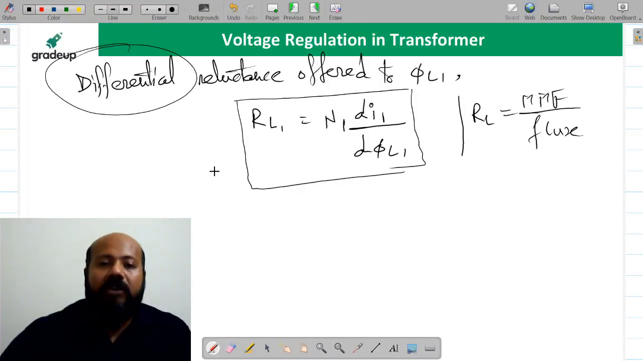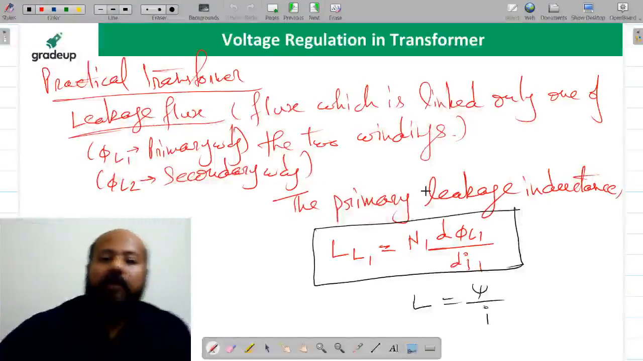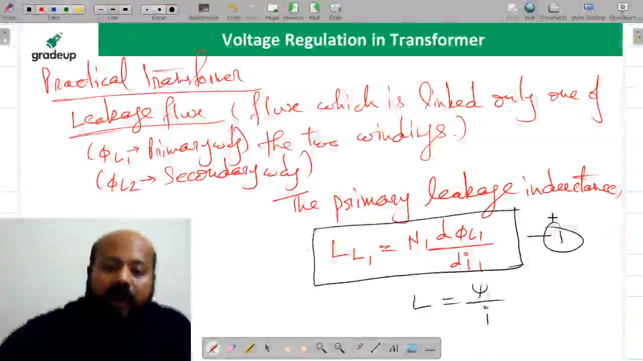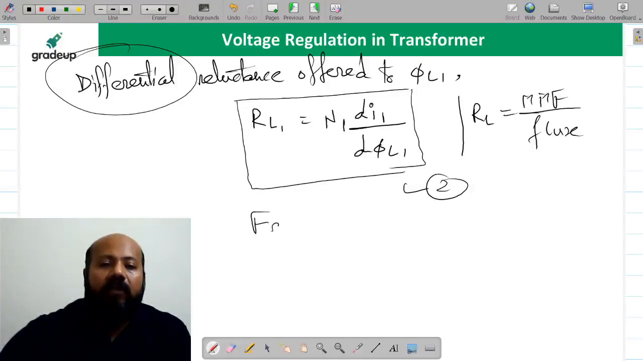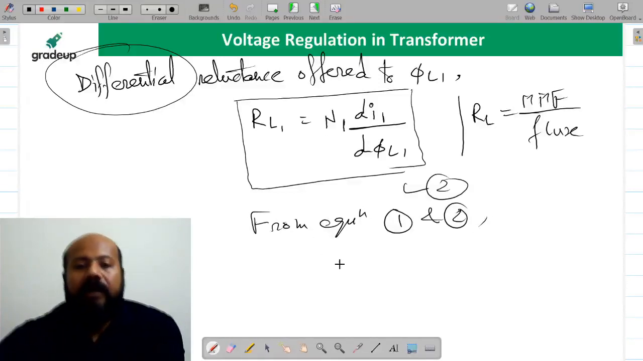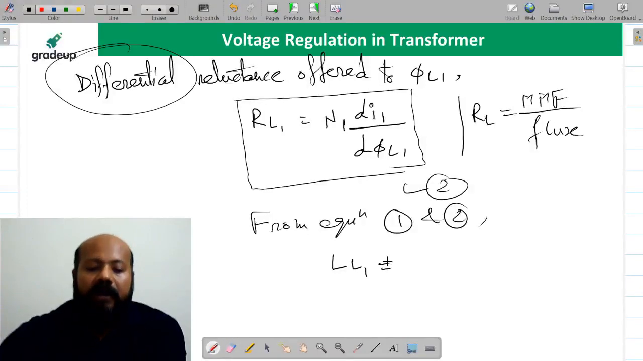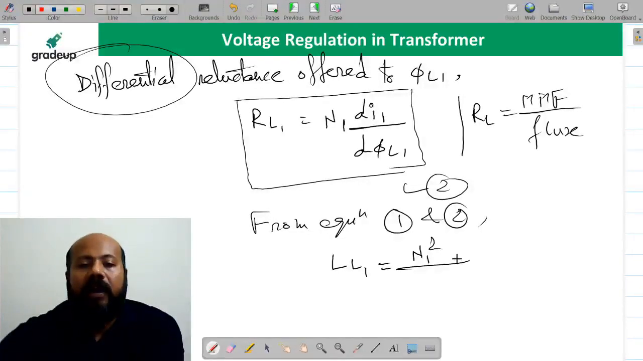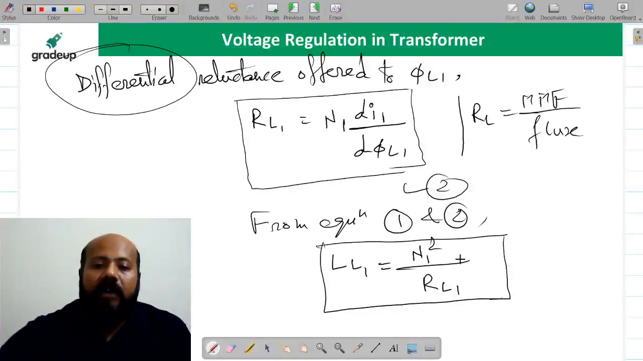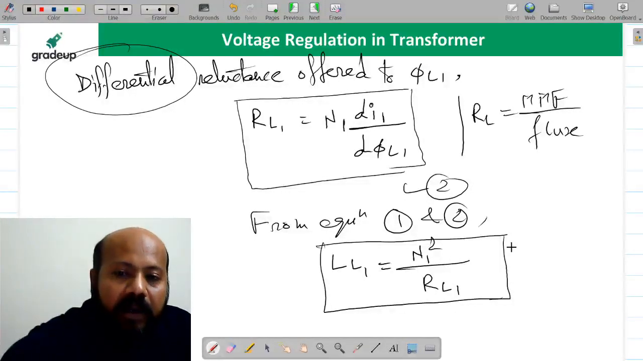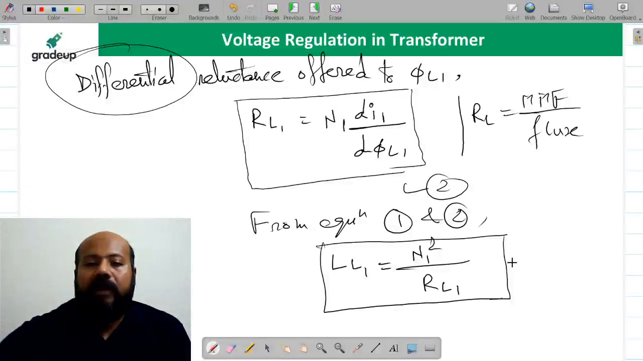So if you follow these two equations, suppose this is your equation number 1 and this is your equation number 2. From equations 1 and 2, you can write the leakage inductance as N1 square upon RL1. This is the general formula. You remember this or not? This is the general formula for leakage inductance for the primary winding. This is very, very important. Suppose we call it equation number 3.